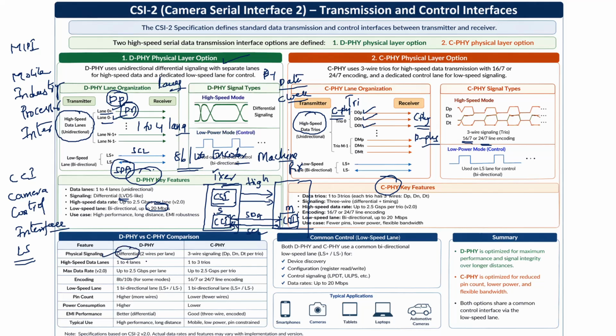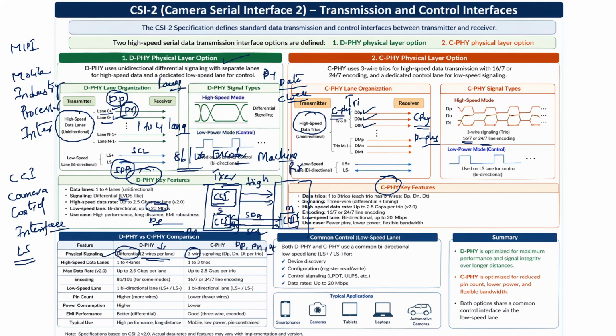Differential signaling, two wires per lane. We are using two wires only, so one is the DP lane and the other one is the DN lane. And here the C-PHY lane has three wires: the DP lane, the DN lane and the DT lane. Okay, three wires are used.